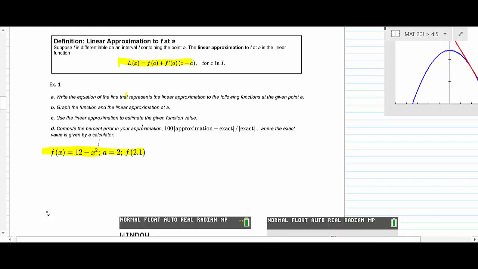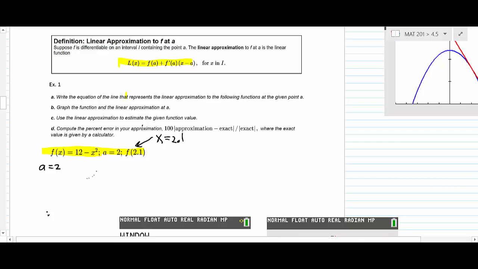All right, so in this particular problem, first of all, a is equal to 2. So in this formula, you're going to use a is 2. And then you need to find the derivative. x is going to be that value that you're interested in right there. So x is 2.1. All you need to write down is the function I've given you: 12 minus x squared, a equals 2, f of 2.1. That's all you need to write down. Now we just crunch it out.